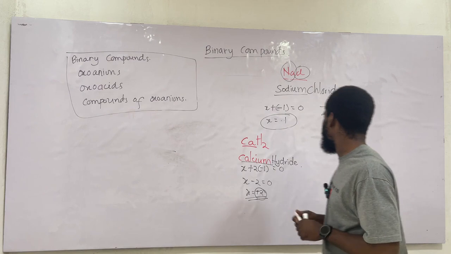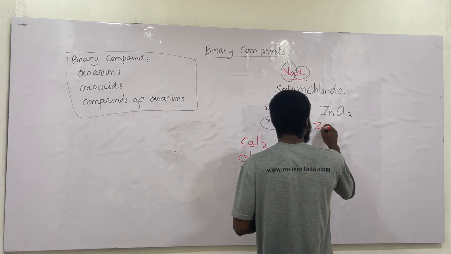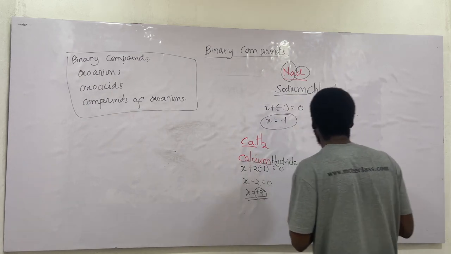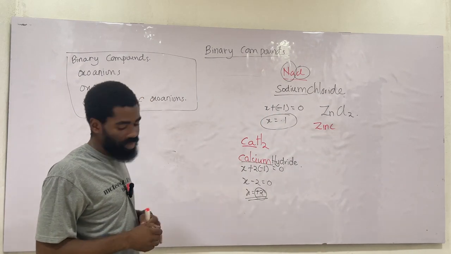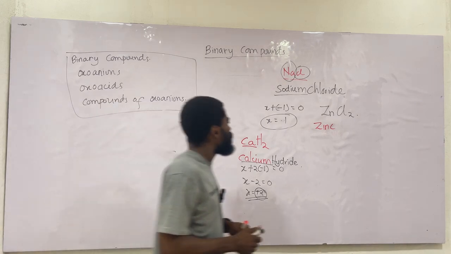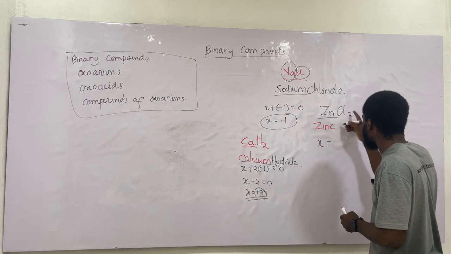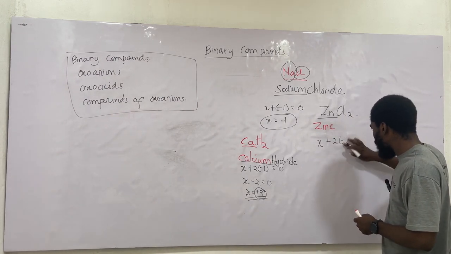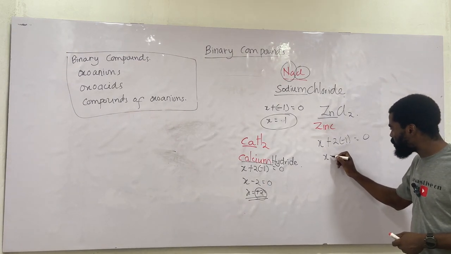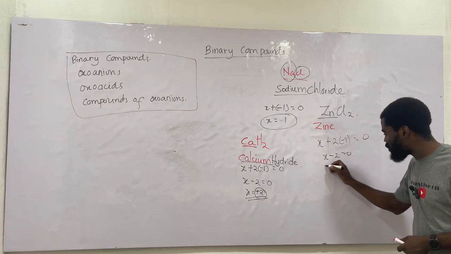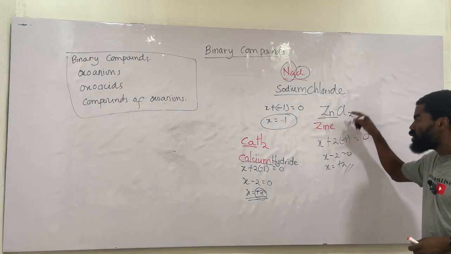Okay, so let's go to the next one. The next element is zinc chloride. Let's see. Zinc. Then in zinc, what do we say? Write down the name of the first element. Then we find the oxidation number for the first element. We don't know, so let X represent that. We have X plus 2 times -1, because chlorine is -1, equals 0. So this will give me X minus 2 equals 0. So this will give me X equals plus 2.